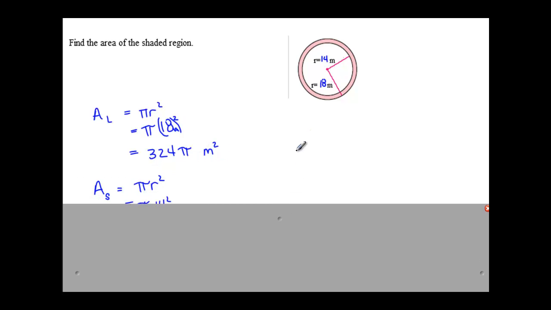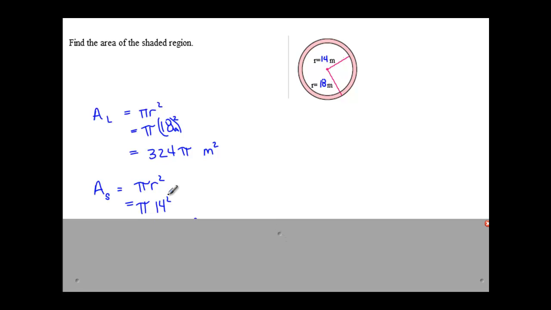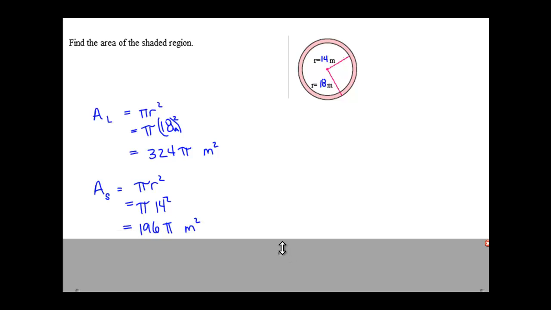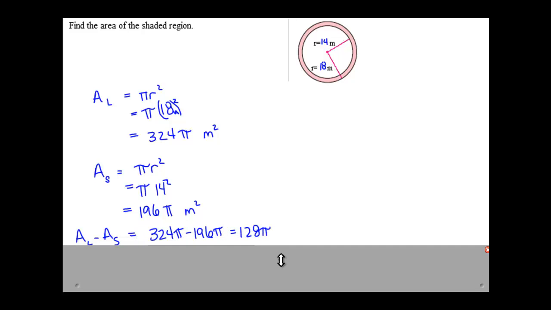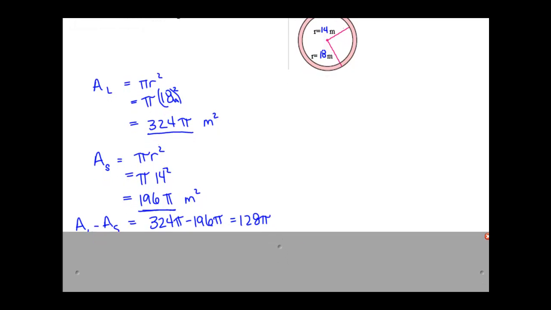And then we're going to do the same thing for the area of the smaller circle, but the radius is 14, so pi times 14 squared. That would also be in units of square meters. 196 pi square meters. So take the area of the larger circle, subtract the area of the smaller circle. So the 324 pi minus 196 pi would give you 128 pi.